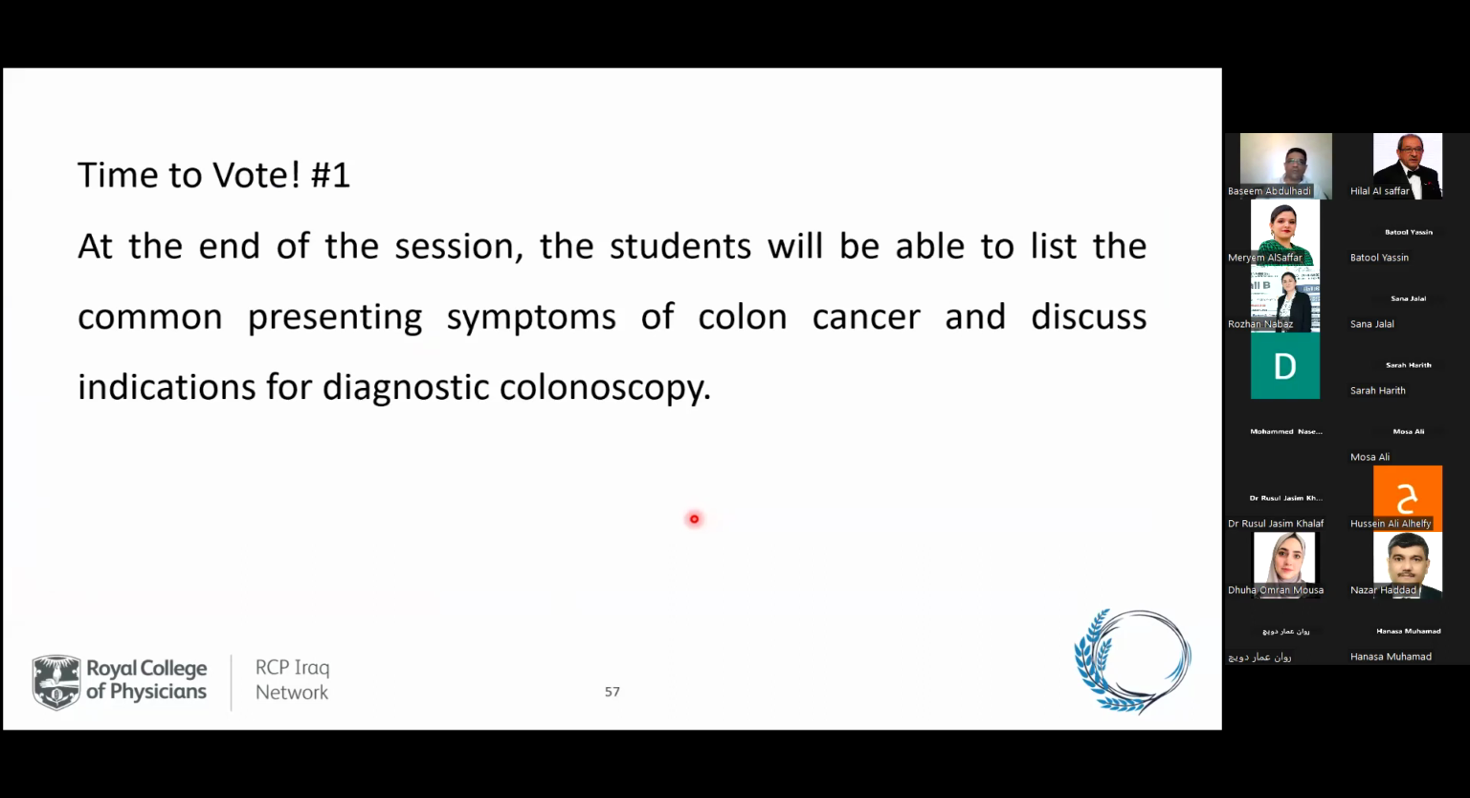Time to vote now. You can answer in the chat box and give your opinion about this objective. At the end of the session, the students will be able to list the common presenting symptoms of colon cancer and discuss indications for diagnostic colonoscopy. Any comment about this objective?